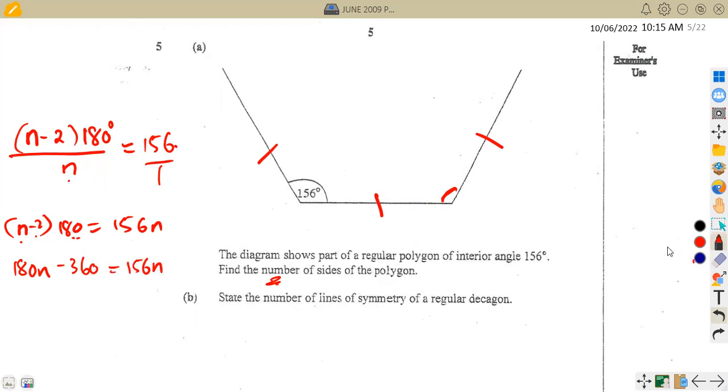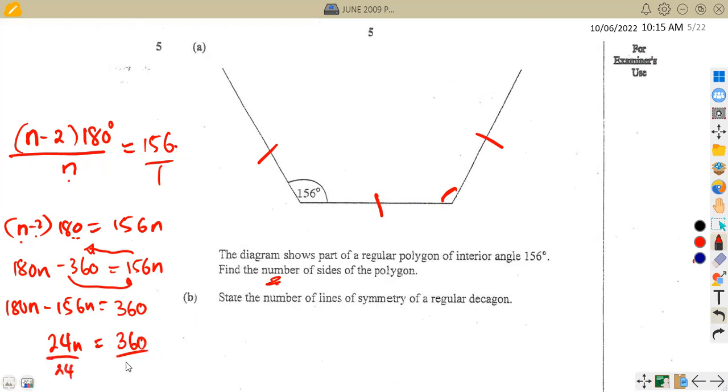So I can collect the terms to the left-hand side here. So this will be 180n minus 156n, which is equal to, transpose negative 360 to this side, is going to be positive 360. So I have to subtract 180 minus 156, which can actually give us 24, if I'm not mistaken here. So that will be 24n is equal to 360. So to find n, divide by 24, divide by 24, because n is the number of sides. So therefore n is 360 divided by 24.